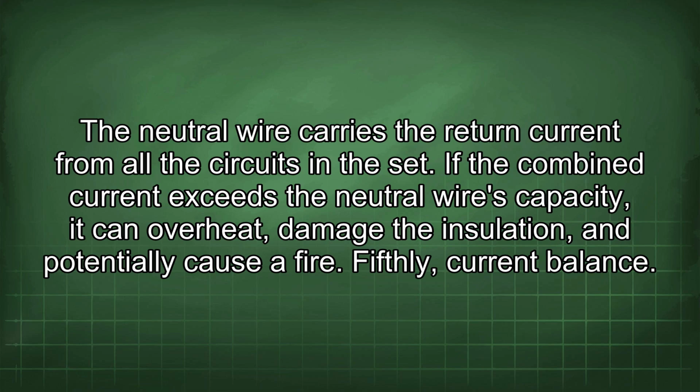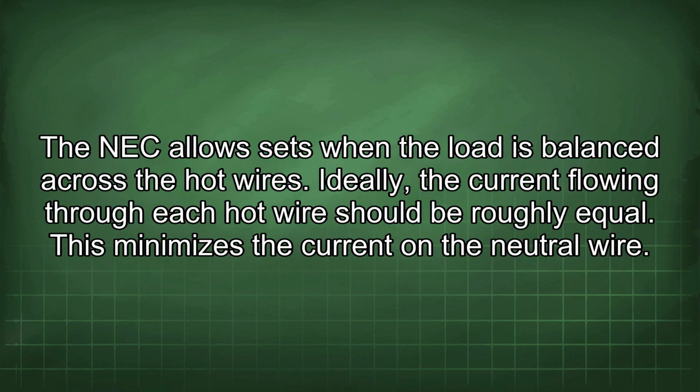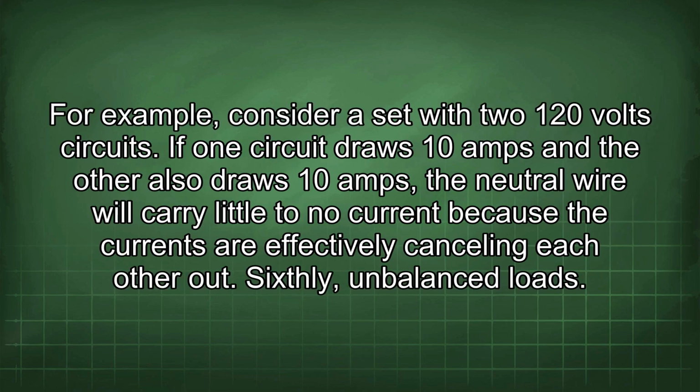Fifthly, current balance. The NEC allows sets when the load is balanced across the hot wires. Ideally, the current flowing through each hot wire should be roughly equal. This minimizes the current on the neutral wire. For example, consider a set with two 120-volt circuits. If one circuit draws 10 amps and the other also draws 10 amps, the neutral wire will carry little to no current because the currents are effectively cancelling each other out.